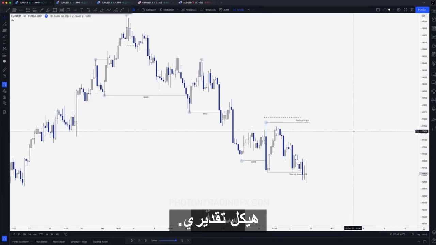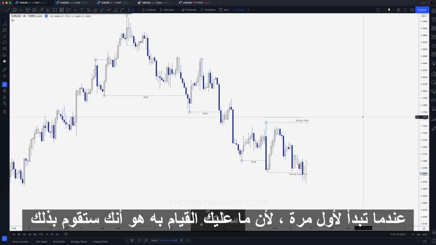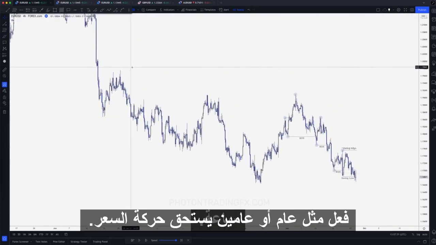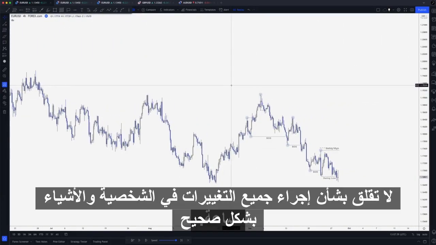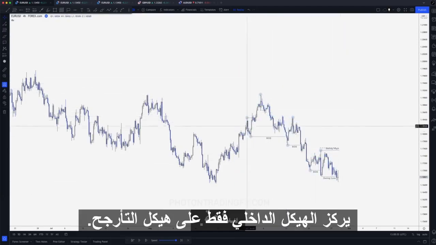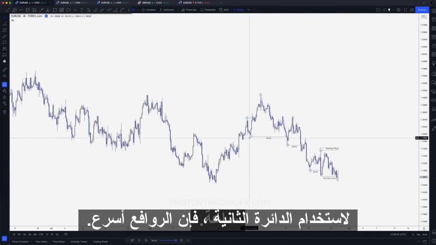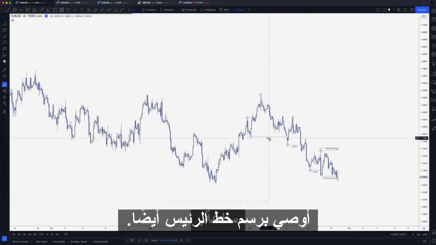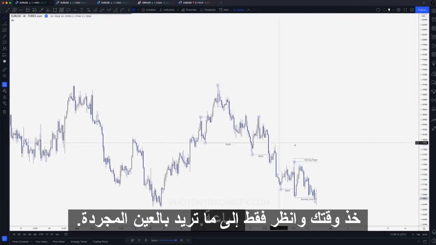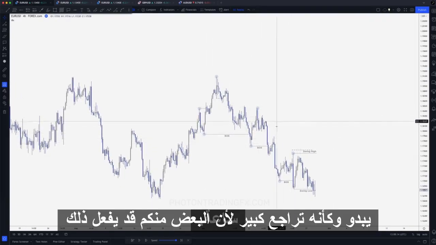Now with the swing structure, it's discretionary when you first start out, because what you will need to do is take the 4-hour chart, right? Zoom out, do like a year or two's worth of price action, and just with a naked eye, don't worry about doing all your changes of character and stuff, the internal structure. Just focus on the swing structure, okay? Use the circle tool, whatever is quickest. I would recommend drawing the boss line as well, so you don't get confused, right? Take your time and just look at what, to you, with your naked eye, looks like a significant pullback.